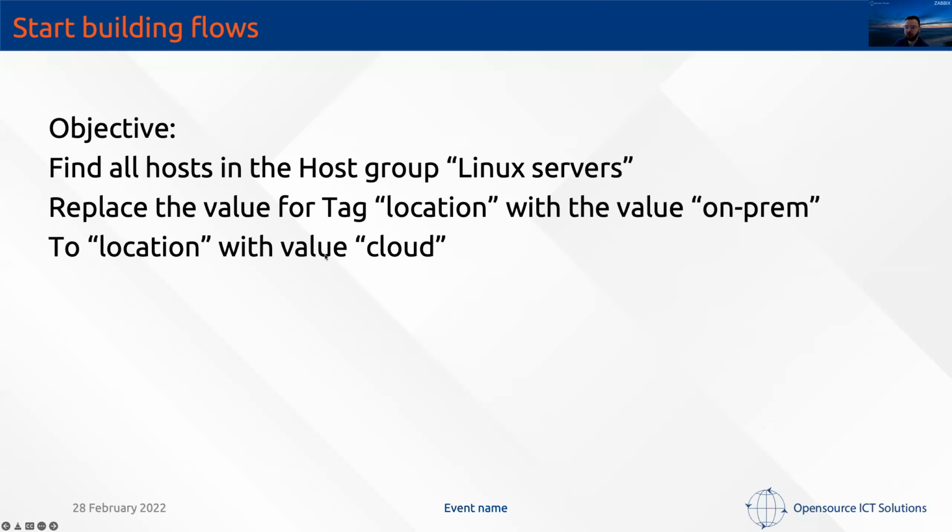So basically we do a search, find all the hosts in a specific host group, and a replace where we state location on-prem has to be replaced with location cloud. Using the API, we can simply do that. And then, of course, we can push that data back into Zabbix and make sure that it's updated. And that's just a small objective example. Of course, this could be whatever you would like to achieve.